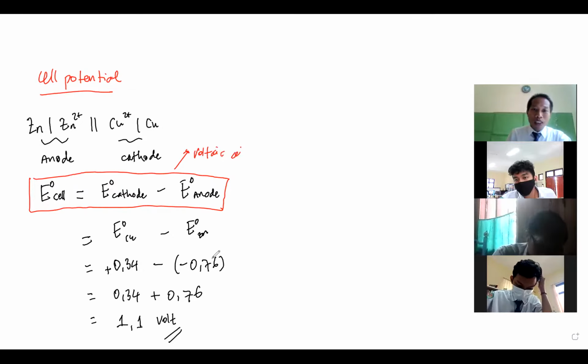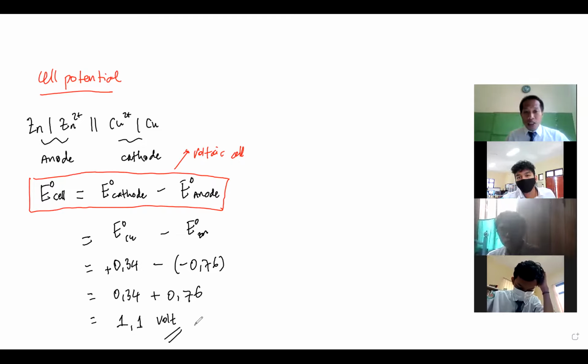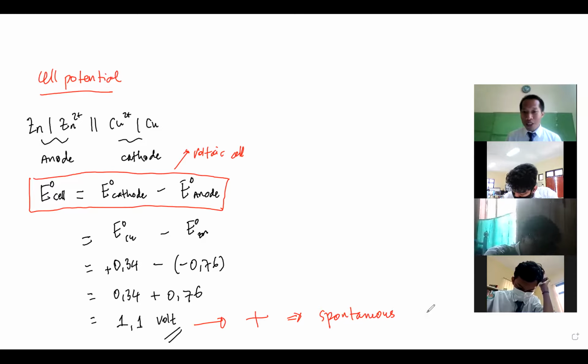And what is another important thing in Voltaic cell? The E0 cell value will always be positive. It cannot be negative. If it is negative, it means that it is not a Voltaic cell. And this positive shows that it is a spontaneous reaction. Remember, all Voltaic cells are spontaneous reactions. So one parameter again we see here: all spontaneous reactions will have a positive E0 cell.